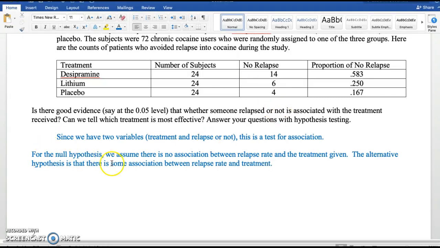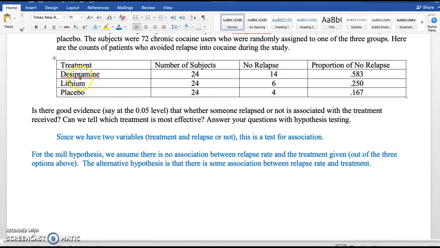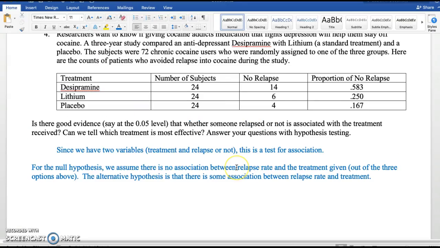All right, I just want to note for this null hypothesis, we're looking at treatment given. I should put a note, out of the 3 options above, right? So there might be more than these 2 treatments and placebo, but we're looking at the no treatment, placebo, and the 2 different treatments. The alternative hypothesis is that there is some association.